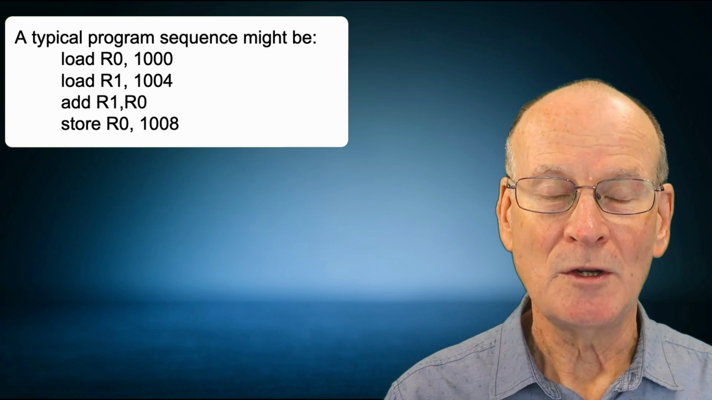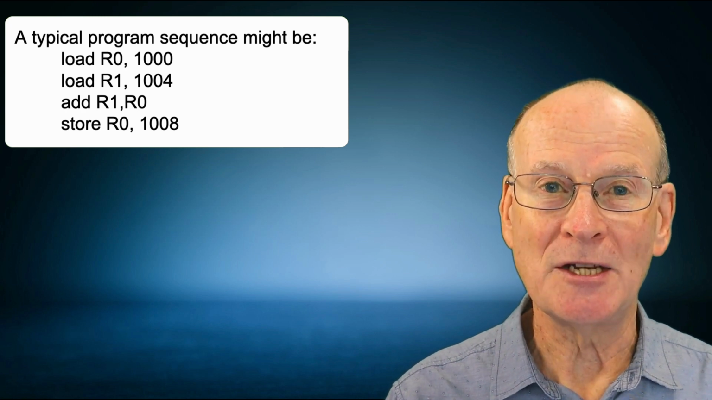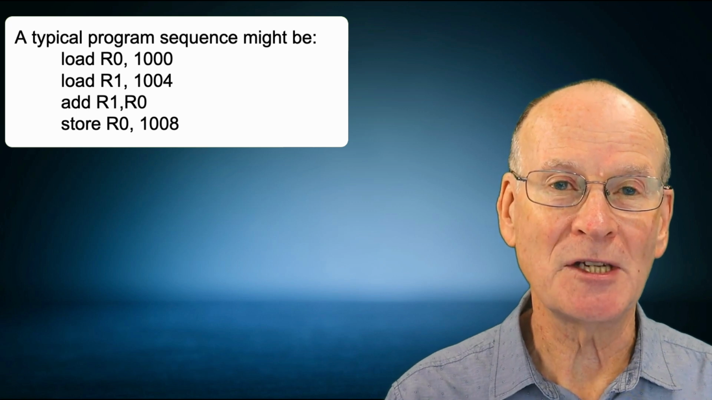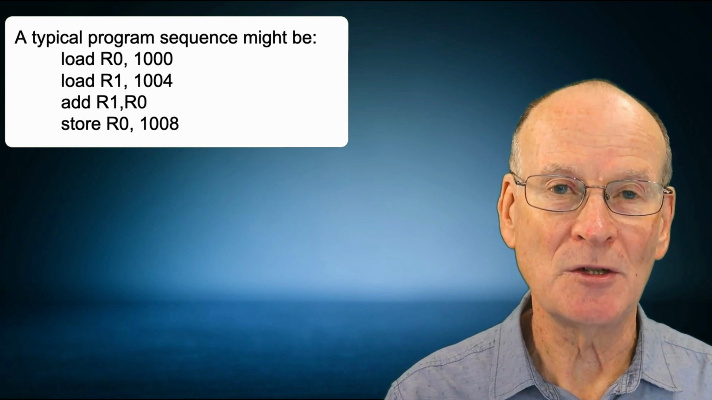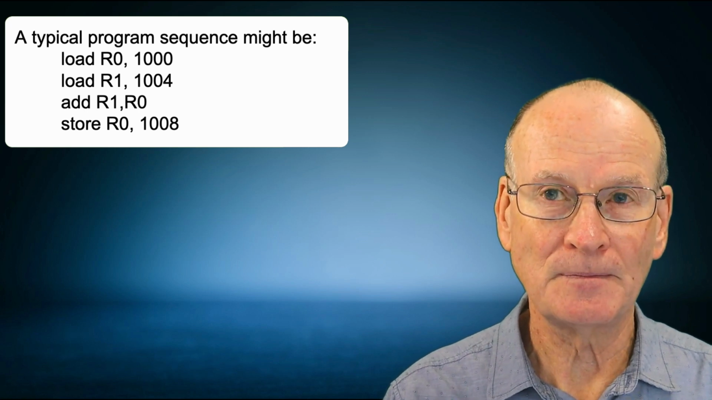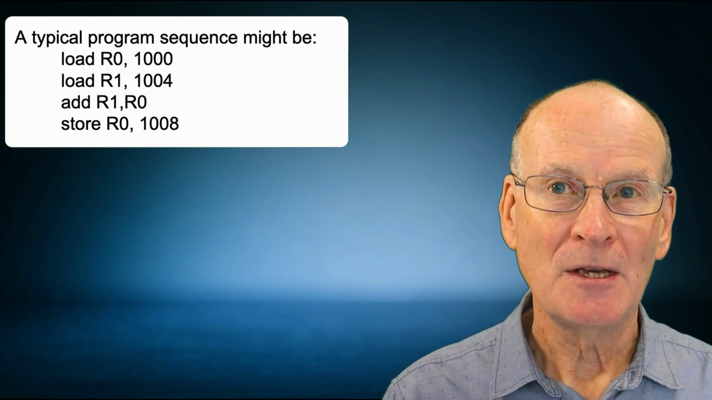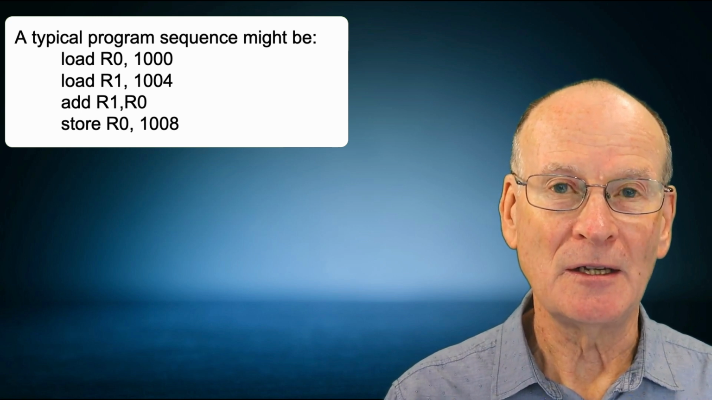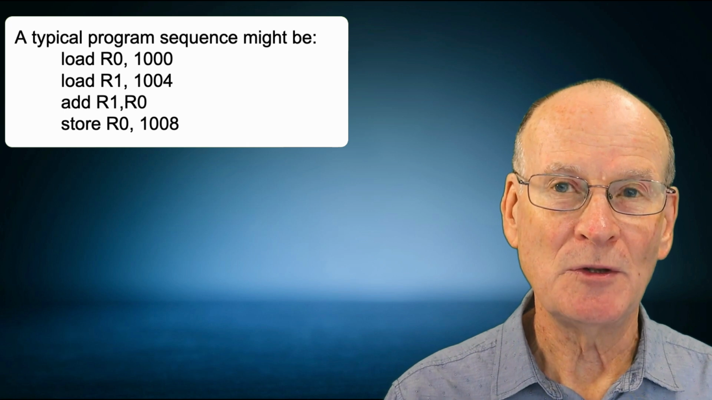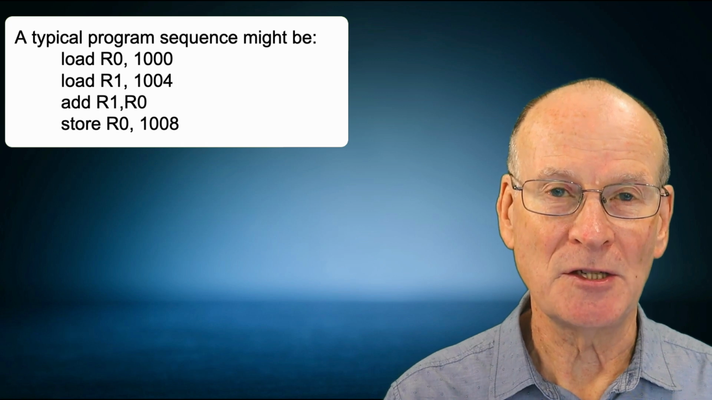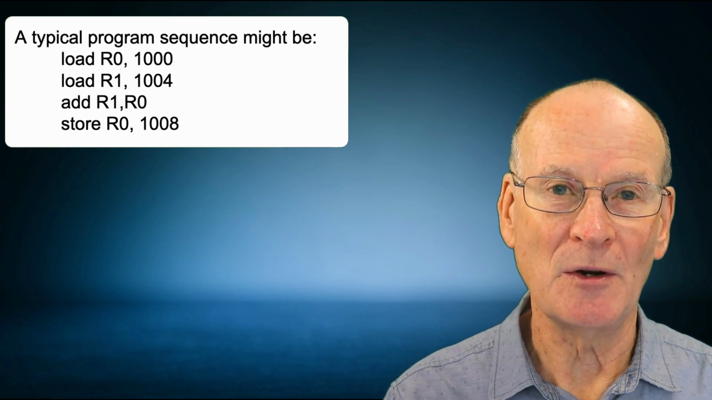So when we have an instruction like load R0 from location 1000, what we're doing is taking the 4 bytes starting at 1000 and putting them into the 4-byte register or 32-bit register R0. And the same for the store operation. The add operation here in my sort of mythical made-up computer adds one register to another. So it adds register R1 to register R0 and leaves the result in R0.